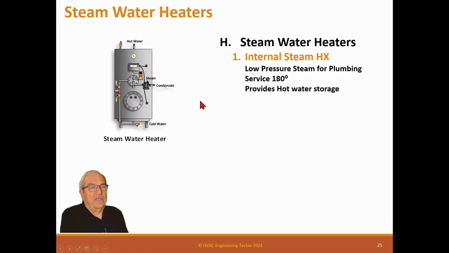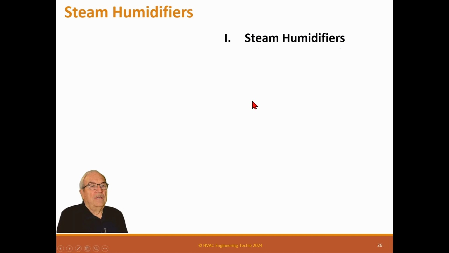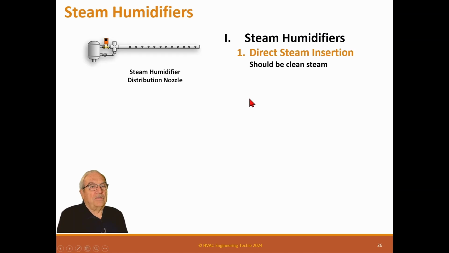Steam water heaters. Now, water heaters are just like a vessel, and it has a steam bundle in here, a steam heat exchanger with the bundle directly in the water. So the steam flows through this heat exchanger and heats the interior water. So this has systems on it to keep it full of water. Steam humidifiers, direct steam insertion. This is a direct steam header, it goes in a duct, but it really should be clean steam, because if you're using raw steam, you can be putting the chemicals that you use in the steam to keep it from corroding. That's not good. It should be clean steam.